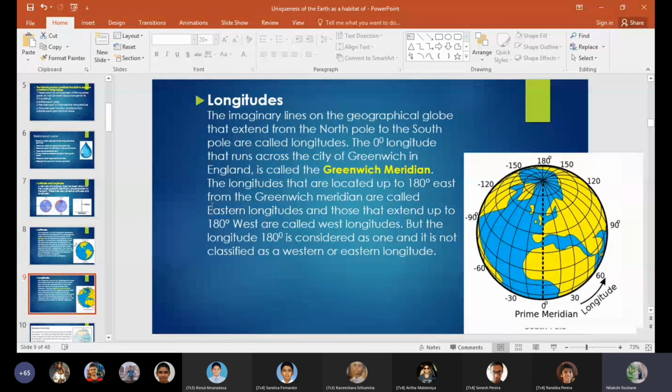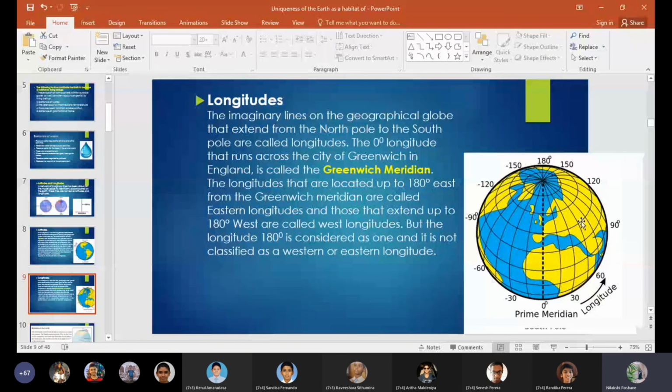You need to know that the prime meridian is the reference point for longitudes, and it runs across the city of Greenwich, England. The longitudes located up to 180 east from the Greenwich Meridian are called the eastern longitudes, and those that extend up to 180 degrees west are called the western longitudes. You need to remember these things very carefully, because we are going to calculate time. In order to calculate time, we need to know what the western longitudes and the eastern longitudes are. There is a difference between time in the western longitudes and the eastern longitudes.